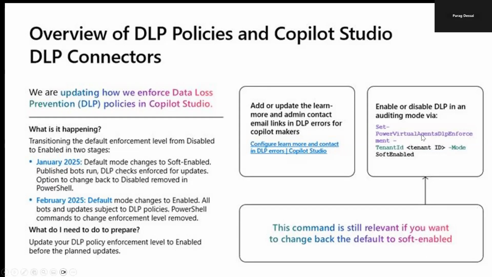You can still use the PowerShell scripts if you want to create an exception. So if you want to exclude a certain agent from DLP policies, you can still make use of the PowerShell scripts. But just know that if you see anything not working within your agent, or if you see a notification pop up, it might be due to enforcement of DLP policies on your agents.